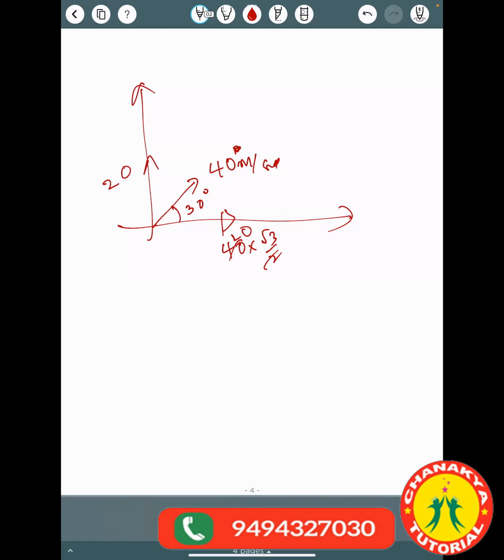After 2 seconds, they are asking the velocity, right? What happens to the vertical velocity? How much will it be? It will become 0. So in the vertical direction we have 0. In the horizontal direction, how much do we have? 20 root 3. So that is the answer.